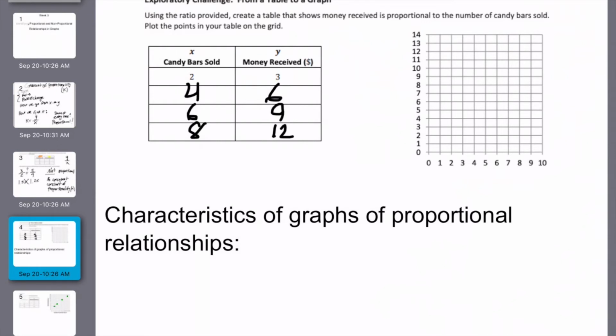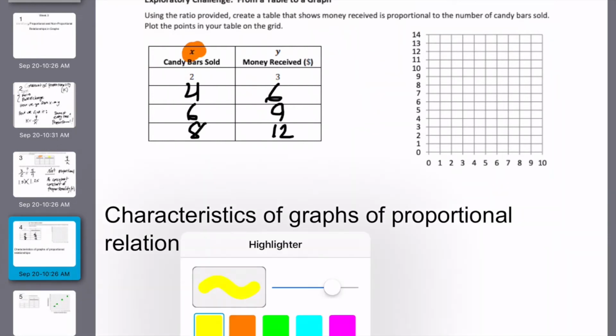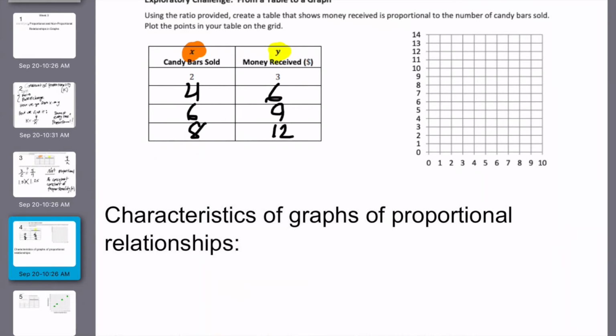So I look at my x values first. I always start with my x values when I'm trying to graph something. So I go to the right 2 and up 3. And let's see if I can do this nice and neat. There we go. Okay, so there's 1. Then I go to the right 4 and up 6.